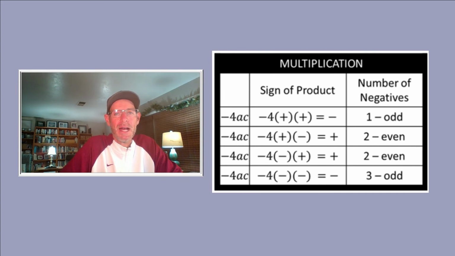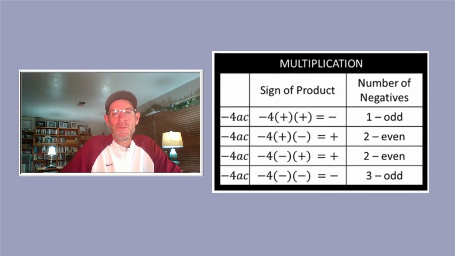So sometimes the a is positive and the c is positive. And so as you can see on the top row of the table, negative 4ac is negative 4 times a positive number times a positive number. That will give you a negative product because you have an odd number of negatives. On the second row of the table, you have negative 4 and then a positive number and then a negative number. In this case, you'll get a positive product because there's an even number of negative signs.